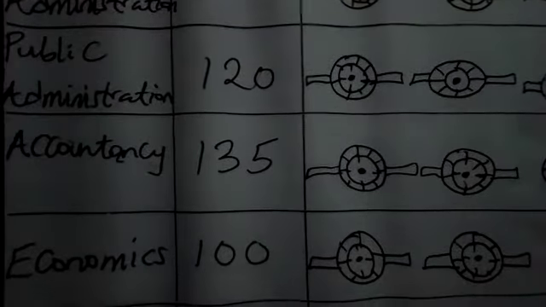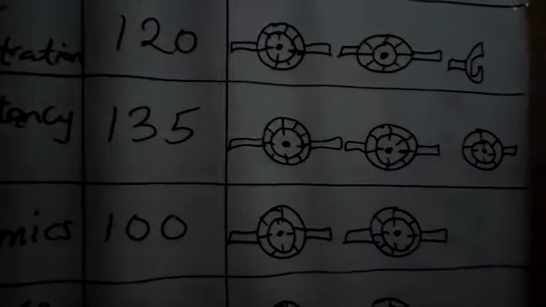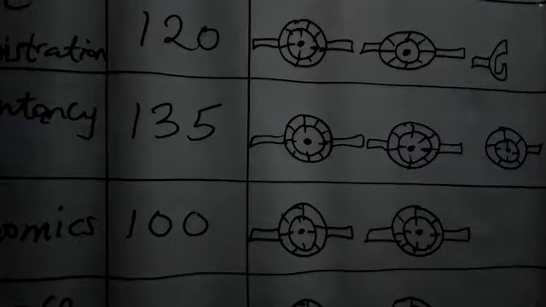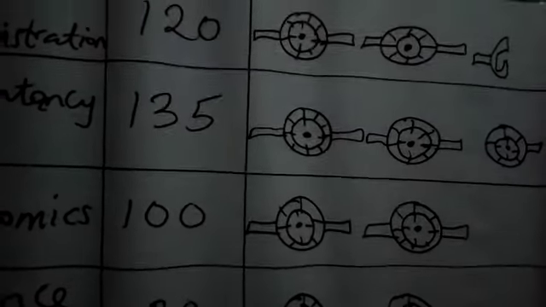For accountancy, where I have 13,500 wristwatches, you can see the diagram. 1, 2, that's 10,000, and the small one stands for 3,500 wristwatches. You will see that in the keys also, that it stands for 3,500 wristwatches.